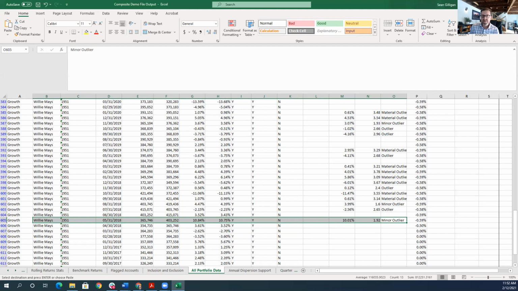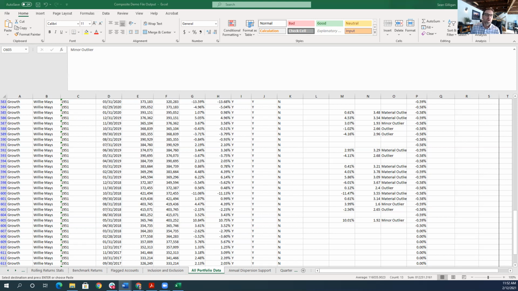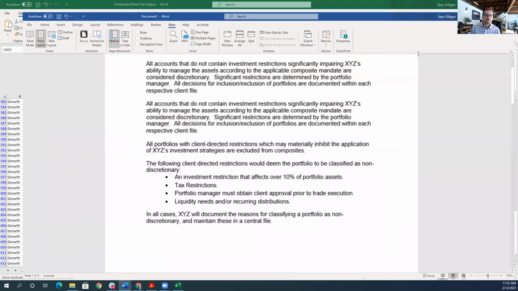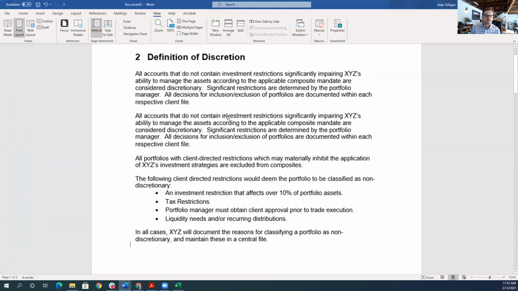So we want to be consistent in that determination as well. Let me pull up another document here and just see, as an example, when we look at the definition of discretion section of your policies and procedures. This is just a generic sample, but you have something similar to this in your policies and procedures document. Let's see if there's clear criteria for determining whether a portfolio is discretionary or non-discretionary for GIPS purposes. A clear example here is a threshold set like this, 10%.